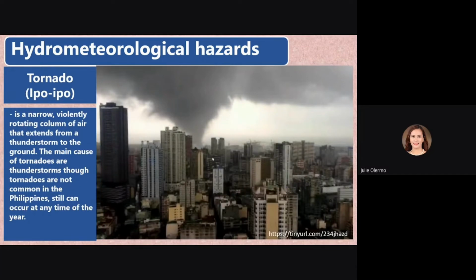Ipo-ipo is a narrow, violently rotating column of air that extends from a thunderstorm to the ground. The leading cause of tornadoes is thunderstorms. True tornadoes are not common in the Philippines. They can still occur at any time of the year. Most tornadoes are found on the Great Plains of the central United States.